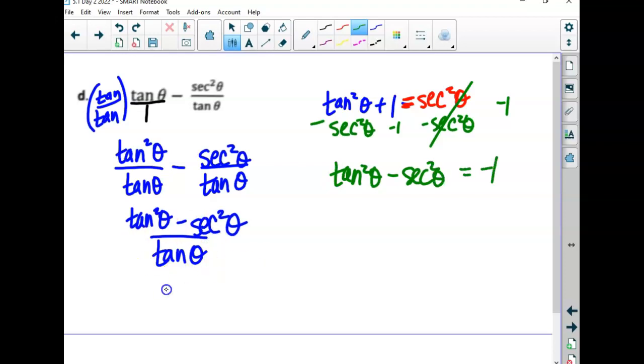Okay, so the top becomes negative 1 over a tangent. What's 1 over tangent? What's the reciprocal of tangent, guys? So we have a negative cotangent.